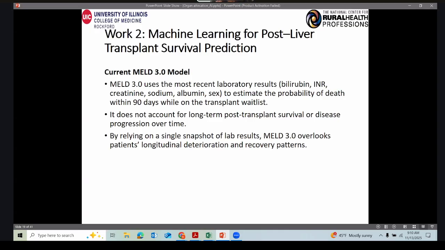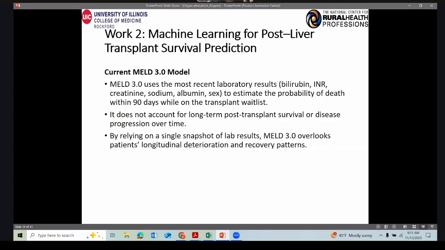But patients with end-stage liver disease often experience ups and downs over time. Their bilirubin, sodium, and creatinine levels might fluctuate depending on the treatment, infection, or complications. By considering only the latest lab values, MELD 3.0 misses the longitudinal trajectory, how the patient's condition has changed over time, over weeks, or over months.